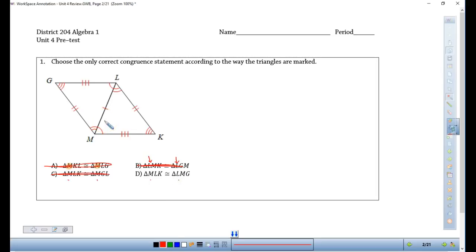MLK, so on this triangle here, MLK, M would match L on the other triangle. And then L on this triangle would match M on the other triangle. Those match. And then K on this triangle would match G on the other triangle, and those do match up. So this is our choice here. It has to do with the spelling and the congruent markers. They've got to match up in the order that they're matched up in the spelling.